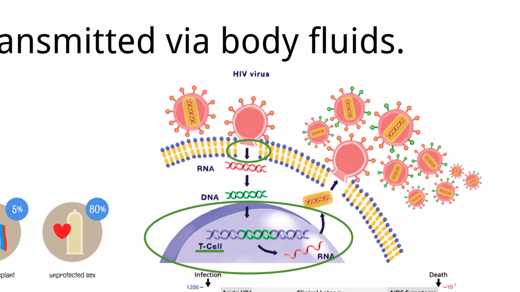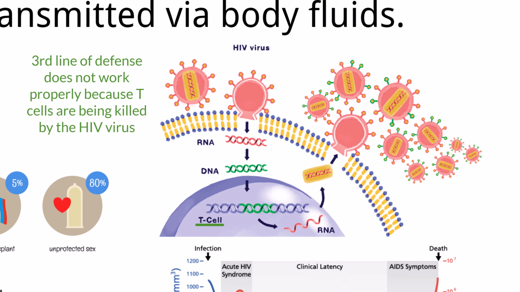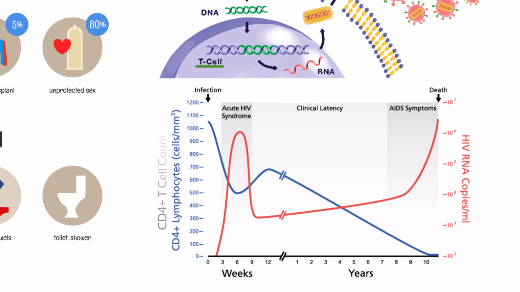HIV infiltrates and kills T cells while producing more copies of itself, which means that our third line of defense cannot work properly. With no T cells around, the B cells cannot be activated in the same way for the adaptive immune system to work. This leaves our body defenseless against other pathogens that would normally not be a problem for our body to fight off. This graph shows what happens to the number of T cells once a person gets infected by HIV.